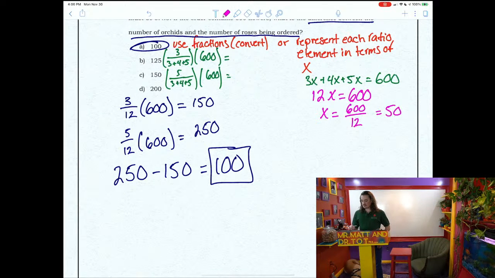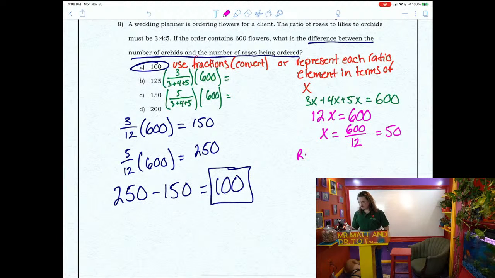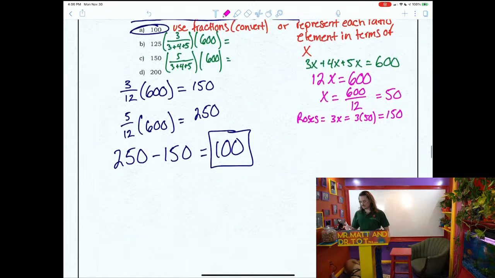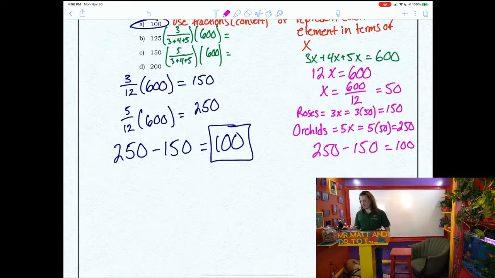So the number of roses is 3x, so that's 3 times 50, which is 150. The number of orchids is 5x, so that's going to be 5 times 50, or in other words, 250. So notice we get the same answer. 250 minus 150 is 100.